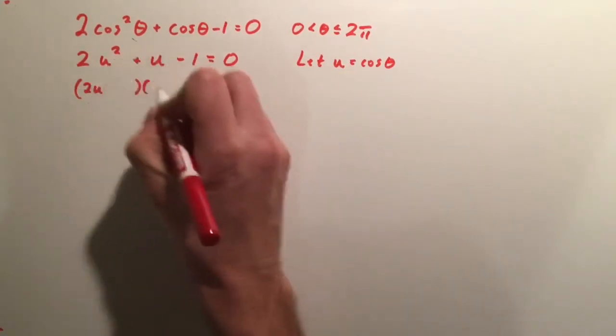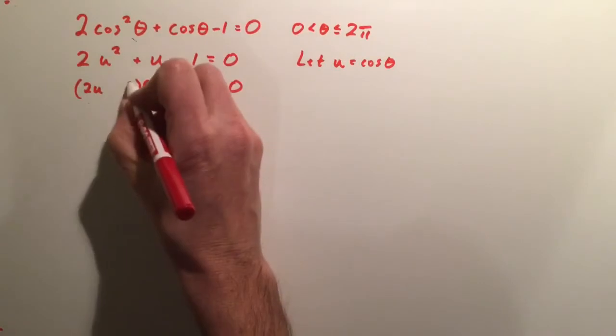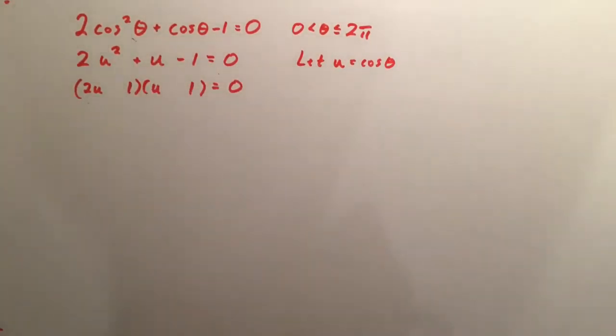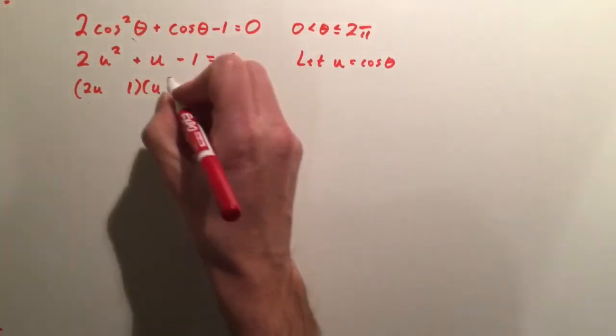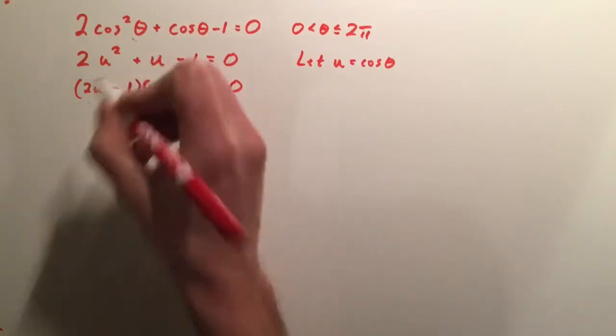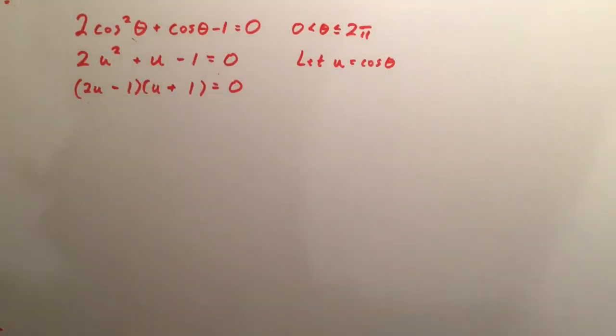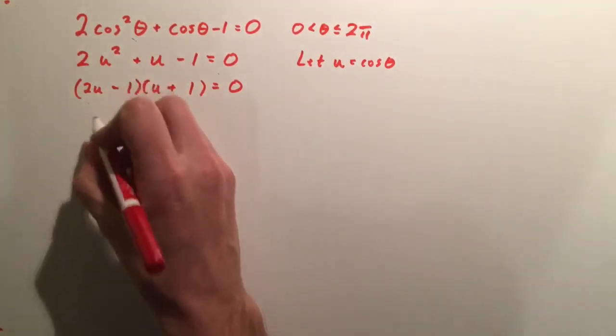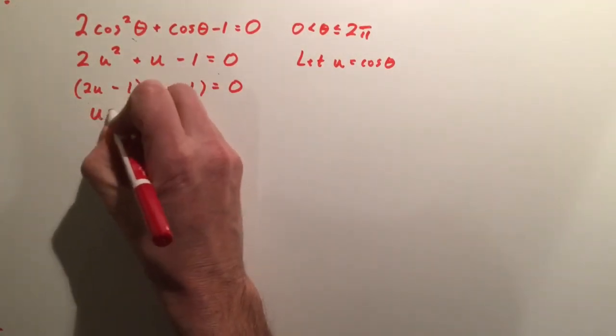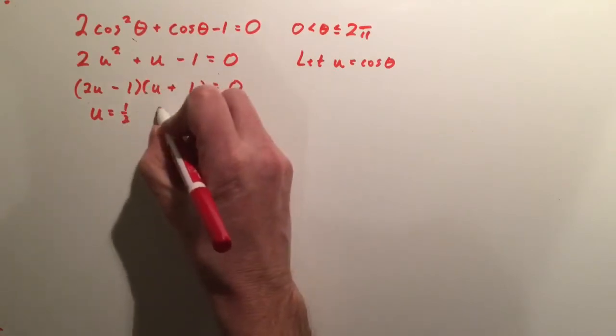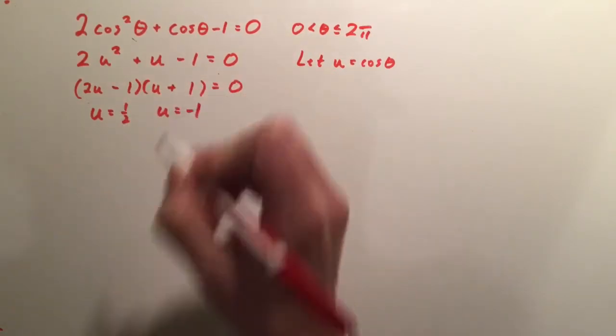Has to be a 2u and a u. Constant is 1. It's going to have to be a 1 and a 1. One's positive, one's negative. We're going to need that one to be positive and that one to be negative to give me that positive coefficient of the linear term. And then that makes, using my zero product property, u equal to 1/2 or u equal to -1.